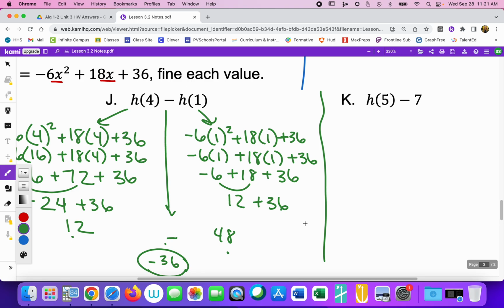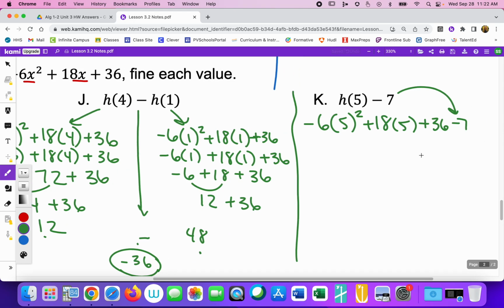So this one is asking you to plug 5 into the same function, but then subtract 7 on the end of it. So you can just tack a minus 7 after the plus 36 when you plug this in. So negative 6 times 5 squared plus 18 times 5 plus 36, and then tack on this minus 7, or you do it at the end, kind of like we subtracted these two at the end. I would just throw it on the end, just to make sure you don't forget.